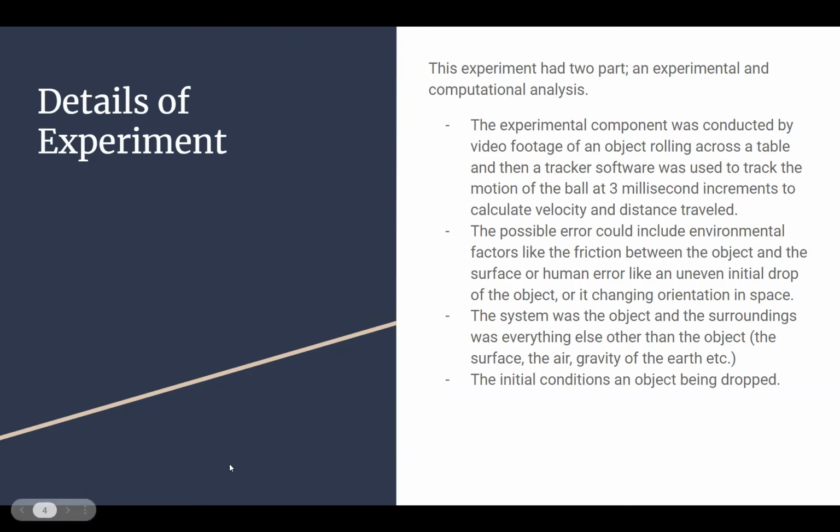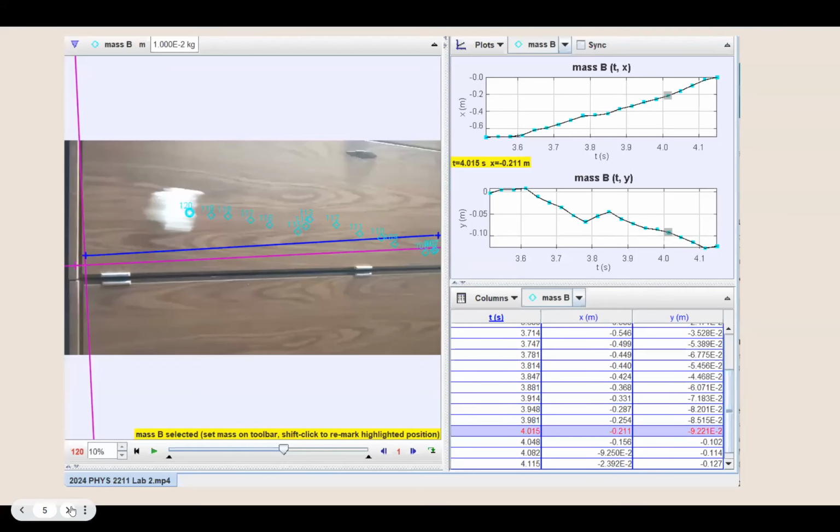The initial condition was an object being dropped. This is what it looked like. This is the crumpled up piece of paper. This was its path of motion across the screen. And then I set the coordinates like this so that all the values would look like that, and I could make a nice graph.